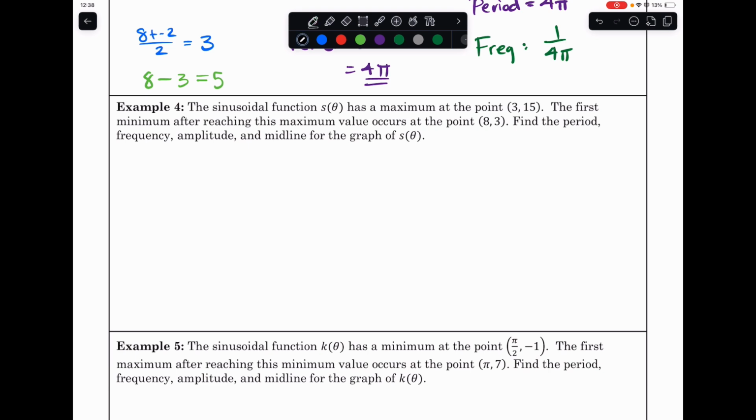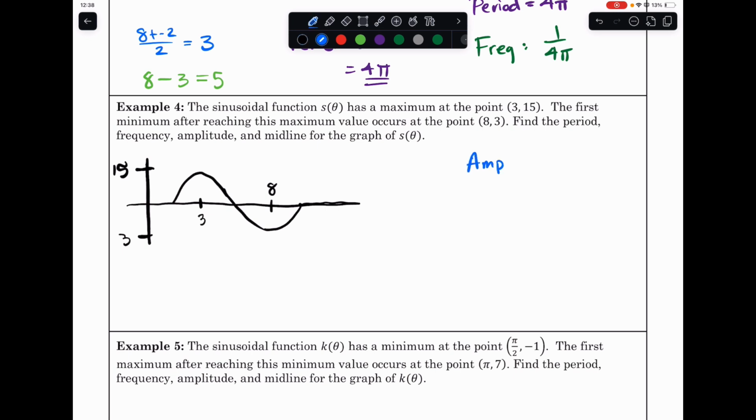So just for a point of reference, let's draw an x and y axis, and let's draw a sine function. And let's figure out what these things are. The maximum occurs at (3, 15), so at x equals 3, and this value is 15. And then the first minimum after this max occurs at (8, 3), so at x equals 8 and the y value equals 3.